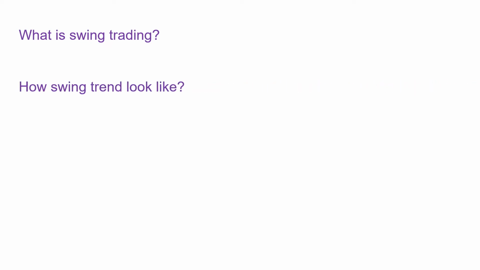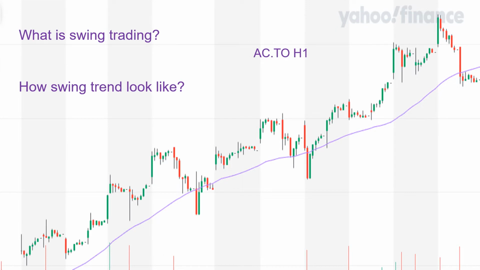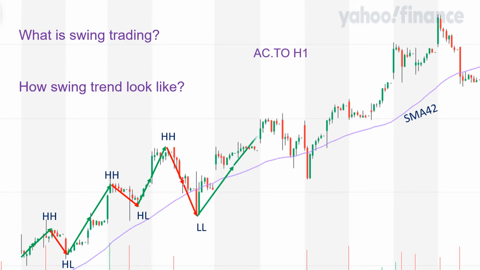What does a swing trend look like? This is the price trend of Air Canada stock on the H1 time frame. I installed a simple moving average with a 42 days period as dynamic support here. Each time the price goes up, it makes a higher swing high, and when it pulls back, it makes a higher swing low. Again, when it goes up, it makes a higher swing high, and when it pulls back, it makes a higher swing low. This behavior of swing trading continues all the way up.